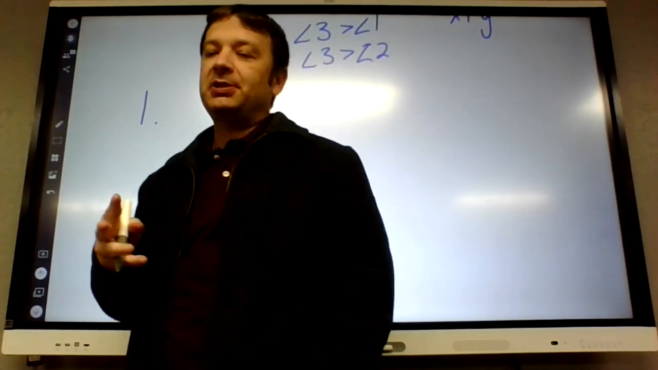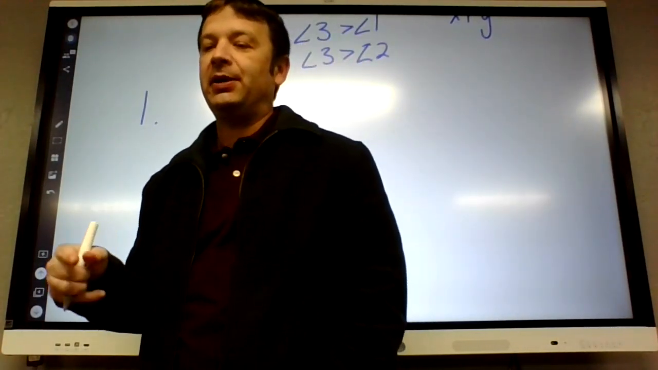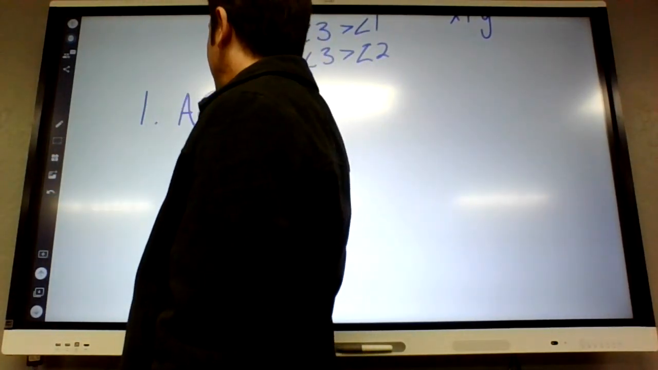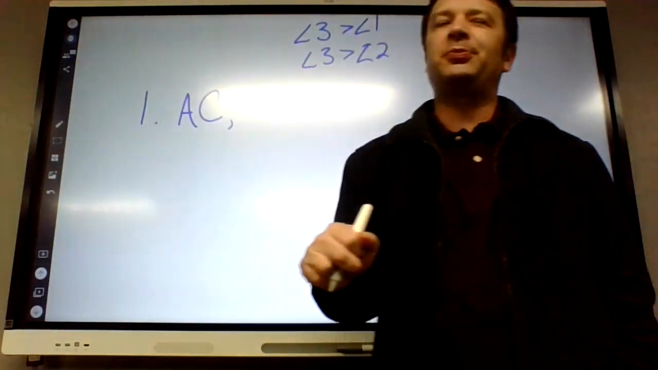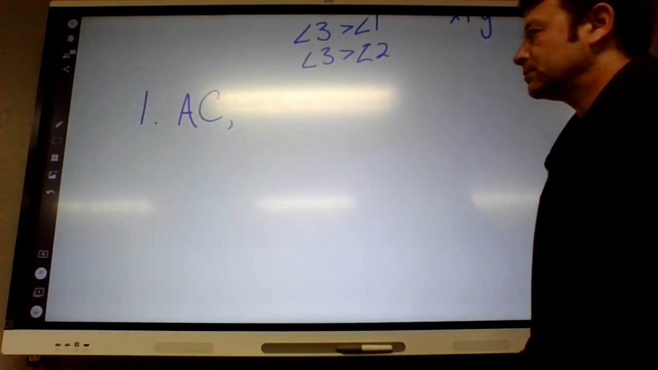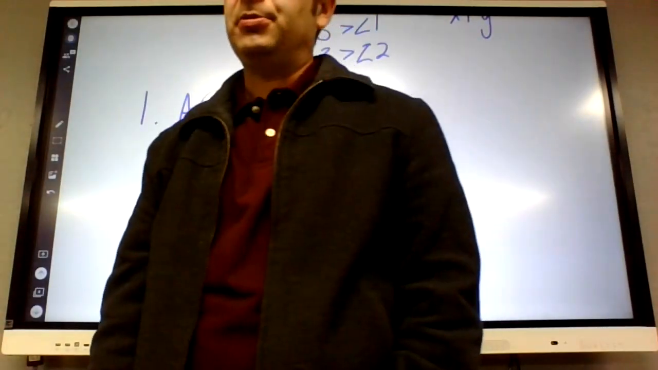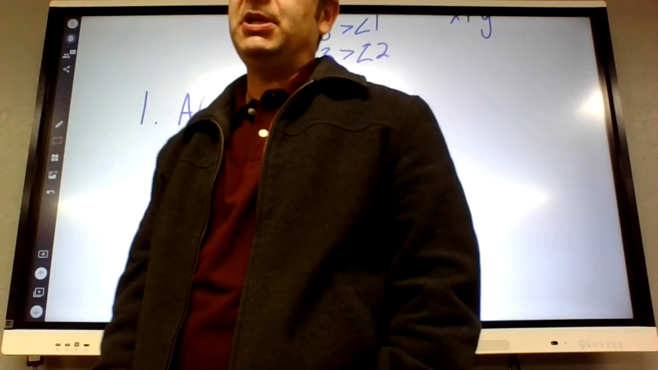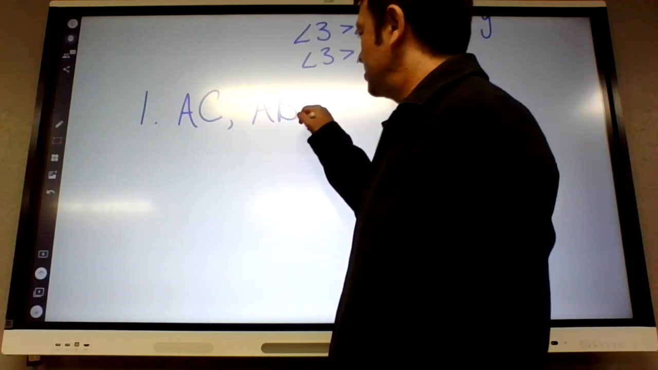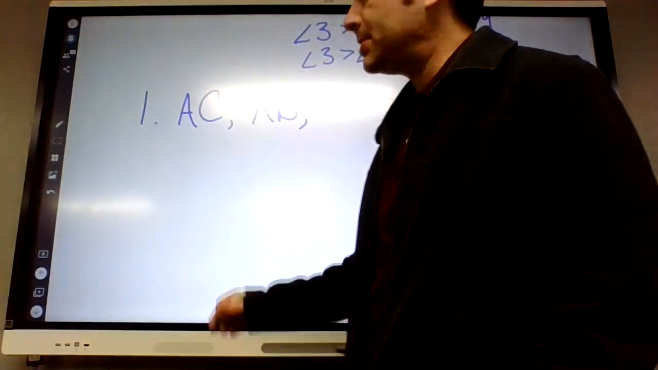So what's the smallest angle on number 1? Angle B. So what's the smallest side on number 1? AC. So you could put segment AC, but you can also just put AC since we're talking about the length of the sides. Okay, the medium angle is what? C. So the medium side is AB. And the large side, that would be left, CB. Angle A opens up to CB.